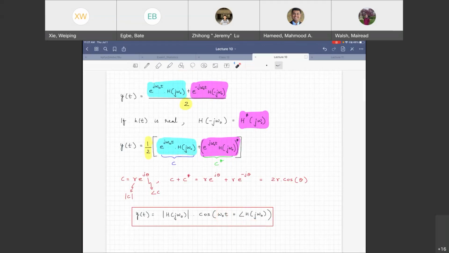The output of the signal is the magnitude of H of j omega naught multiplied by cosine of omega naught T plus the phase of H of j omega naught. Questions about this proof? The proof may not be that interesting, but the application of this proof, I bet, will be interesting. When we start applying this to find out the output of systems, I hope you will like the fact that you don't need to do the convolution for these kinds of things. For cosines, you can directly write the output. Questions here?